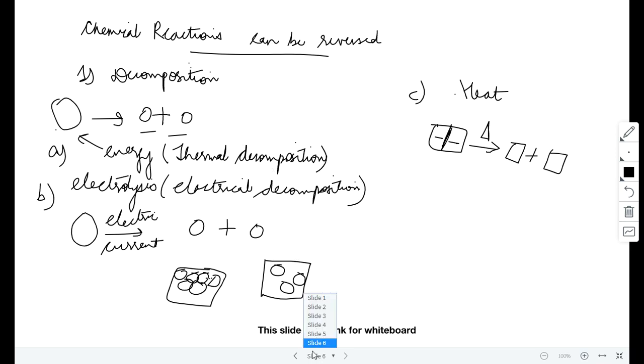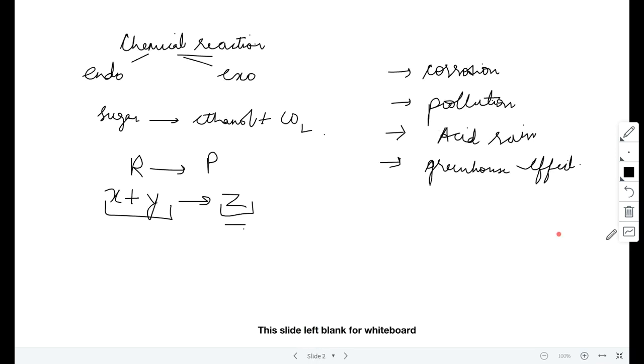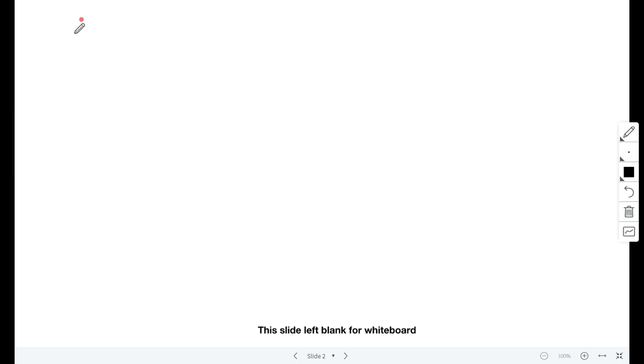Now let's talk about one chemical reaction, the thermal decomposition of hydrated copper sulfate. I'll write it for you. This is the formula for copper sulfate. We know that this reaction is also a reversible reaction. It is important, you must remember this. What do you mean by hydrated?